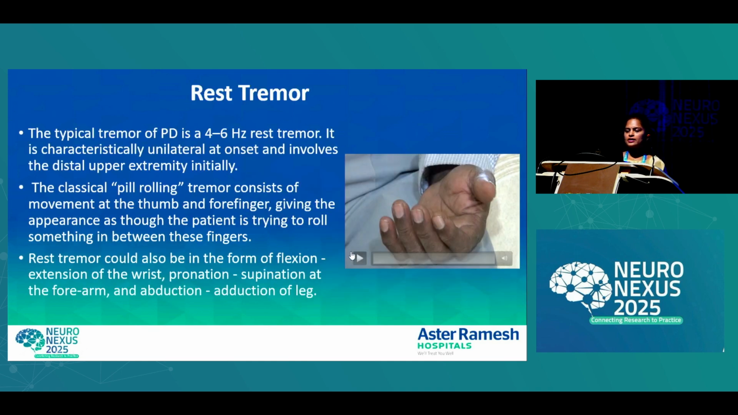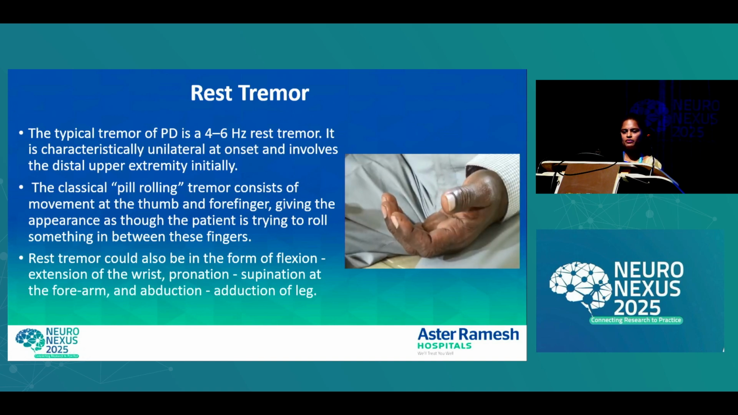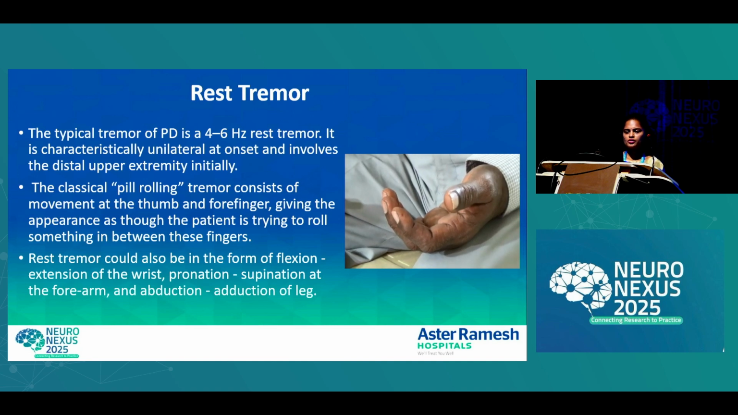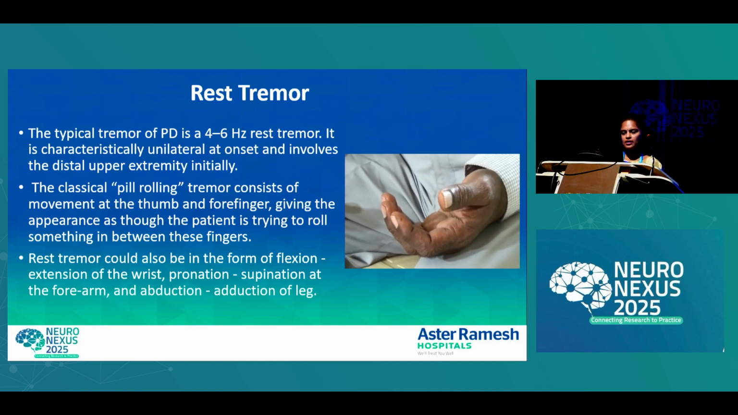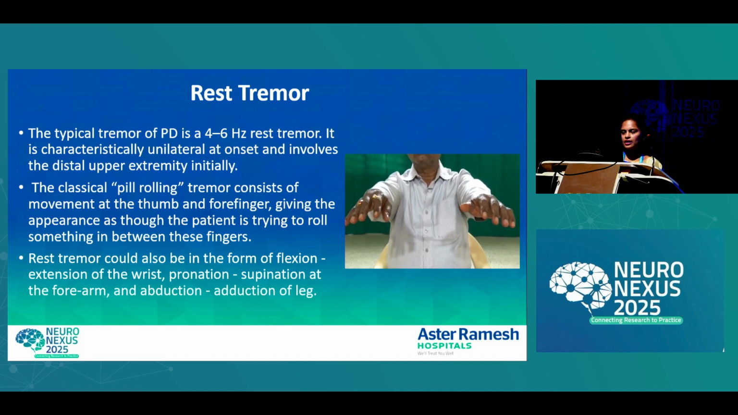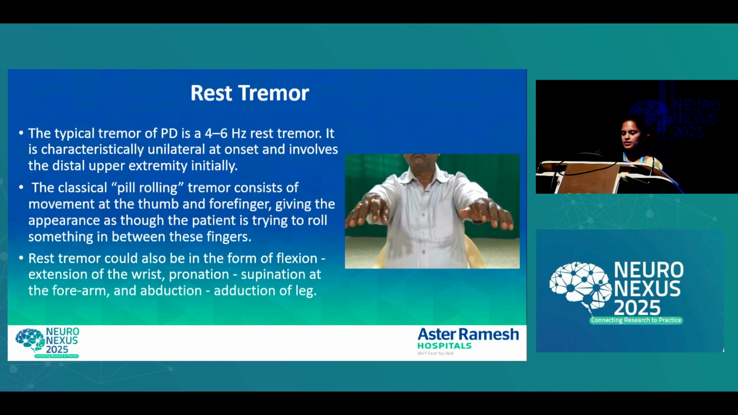So the typical rest tremor of Parkinson's disease has a frequency of 4 to 6 Hz, and it is characteristically described as pill rolling. That is involving the thumb and index finger as if he is trying to roll something between the fingers. Usually the movement in rest tremor is either pronation and supination of the metacarpophalangeal joints, unlike flexion and extension movement in the essential tremor.